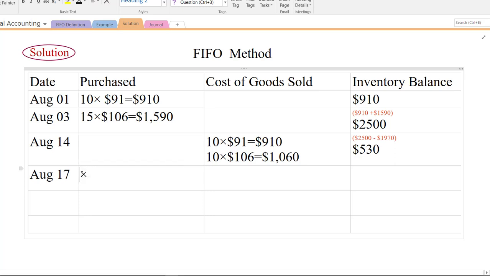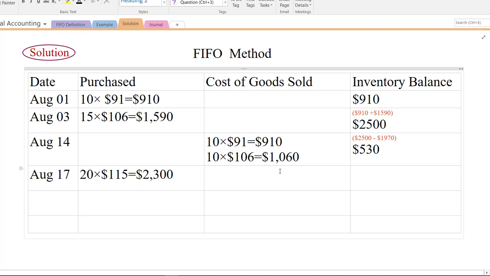20 units are purchased with the cost of 115 USD, which is equal to 2,300. Now, students, on August 17, there are 20 units purchased, and the cost of each unit is 115 USD. Now, this is equal to 2,300.